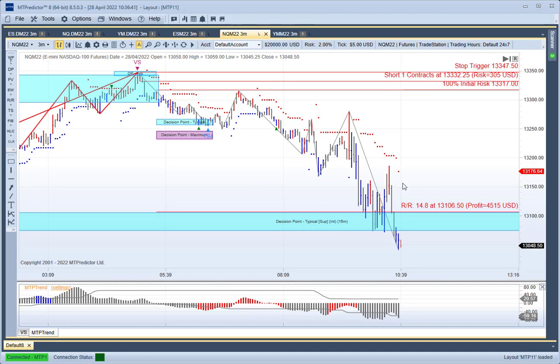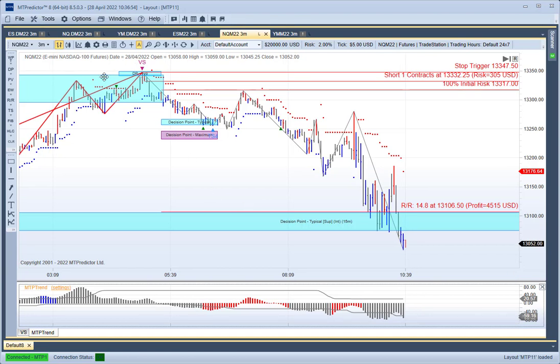But again, can you see how we're trying to, at MTPredictor, not predict the future? That's impossible. Not have a high percentage of winning trades, again, that's impossible over time. What we're looking to do is when we have losses, the losses are small, but when we have profits, we're looking to have profits that are large in relation to the losses. And this exactly is what this example is showing here.